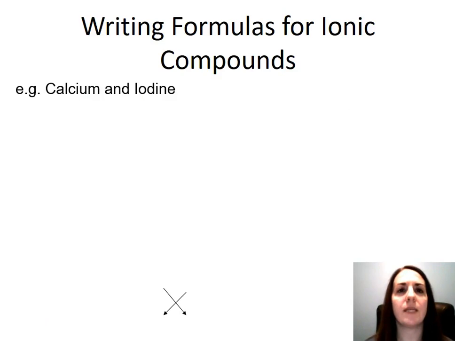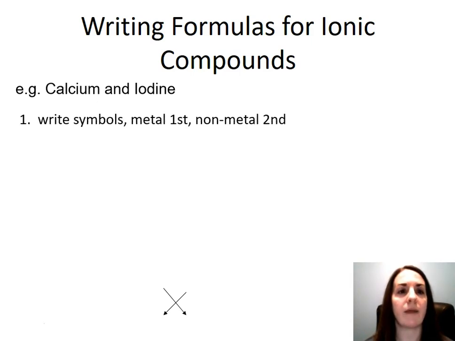Okay, so now I'm going to take you through the rules for writing these chemical formulas for ionic compounds. And I'm going to go through an example to teach you the rules. So we're going to look at the ions for calcium and iodine, and we're going to see how they come together as a formula and how we write that formula.